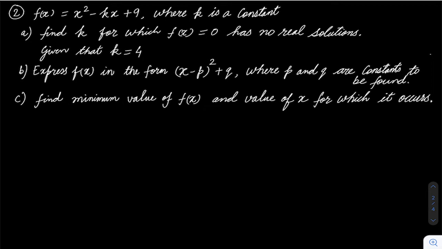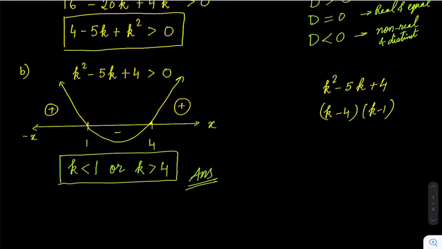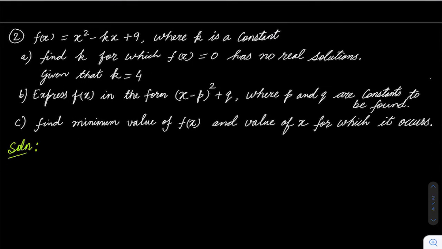Second question. Now this is a very good question. f(x) is equal to x square minus kx plus 9, where k is a constant. Find k for which f(x) equal to 0 has no real solutions. Okay, now we just discussed this. We can solve this very quickly. No real solutions means we know that the discriminant will be less than 0.